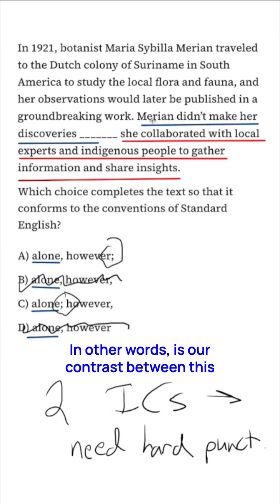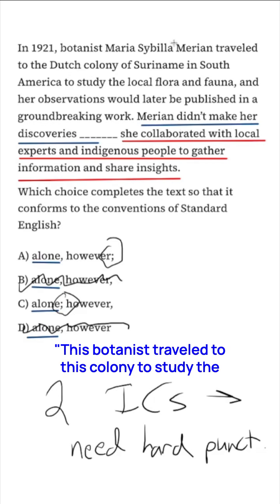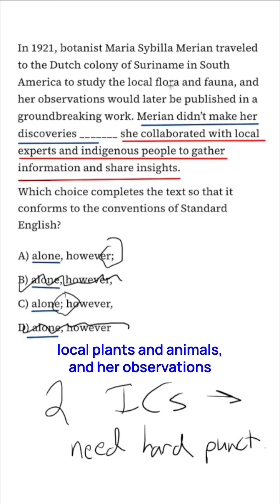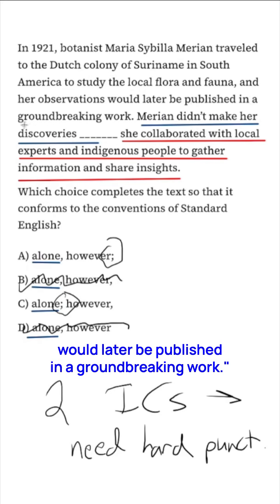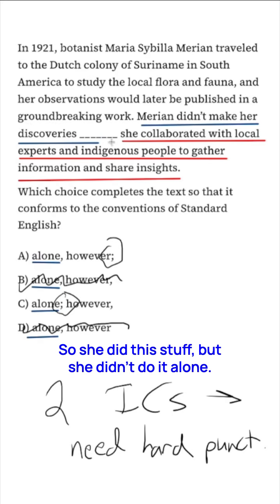In other words, is our contrast between this blue portion and that red portion? Or is it perhaps between the blue portion and some preceding portion? So we go back to the previous sentence. "This botanist traveled to this colony to study the local plants and animals, and her observations would later be published in a groundbreaking work." So she did this stuff, but she didn't do it alone.